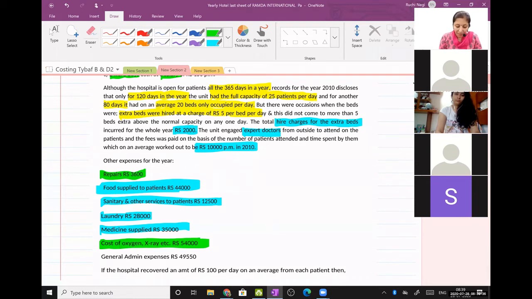Next, general administration expense. I don't even have to ask. Everybody will say it's a fixed cost. Okay. Yeah. See, already people have said it's a fixed cost.